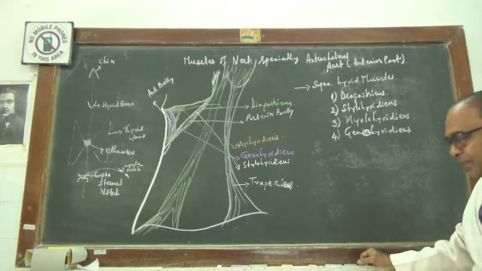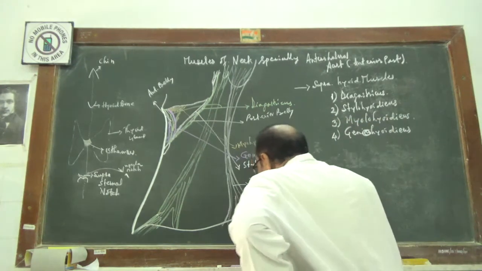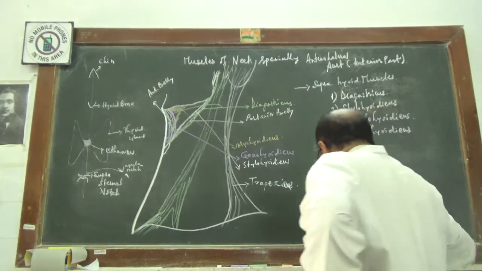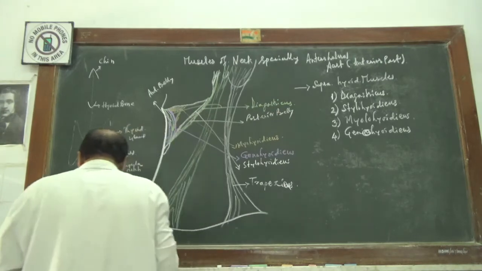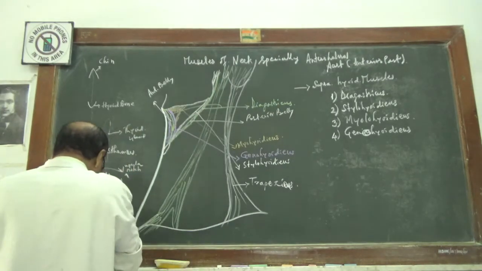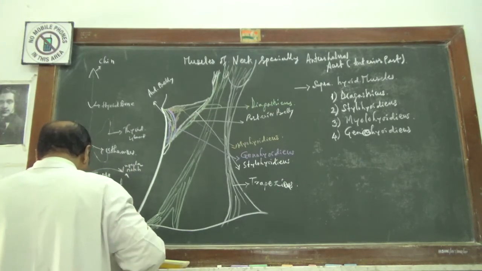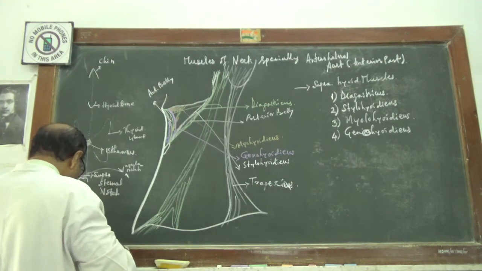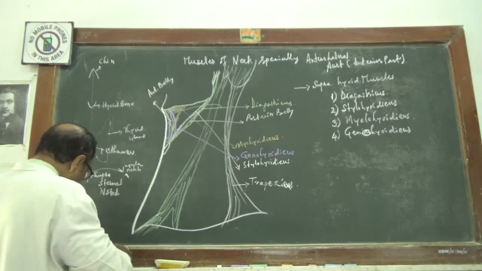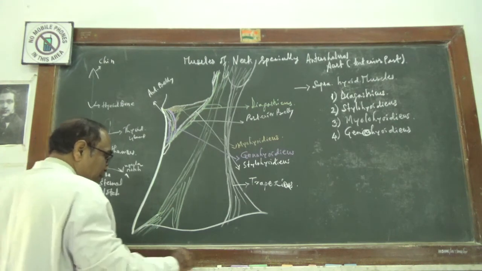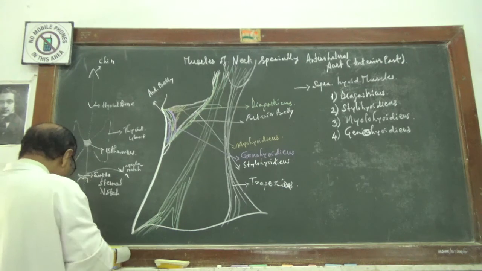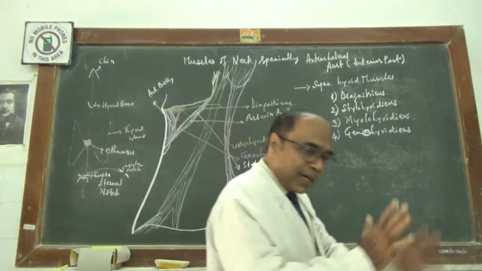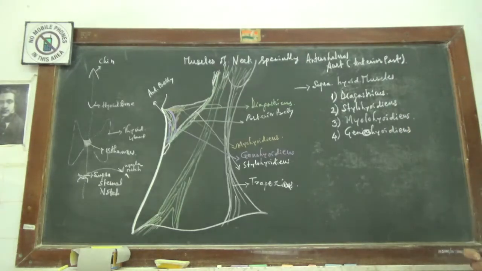Now, in the beginning, I want to make it clear for you people that these muscles are very small, thin and delicate. They are not like the muscles you get in either the upper limb or lower limb. They are a little bit different.